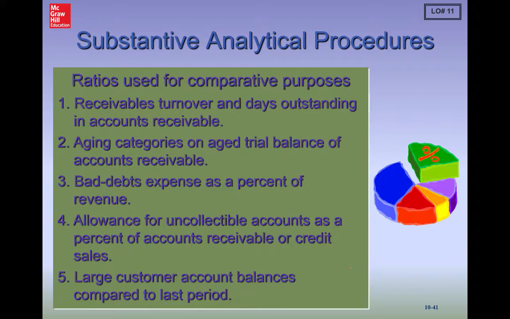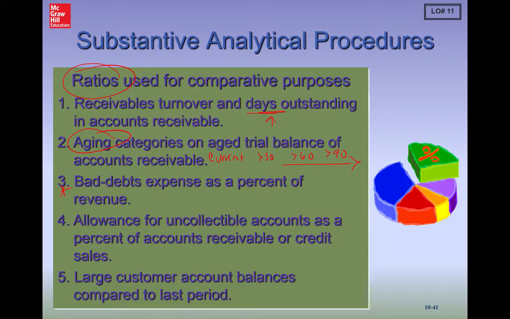Another great technique we use in our analytical procedures is ratios. So we have the receivables turnover ratio and the days outstanding in accounts receivable. Obviously, the greater the days, the less likely the collectability. We look at our AR aging, right? And when we look at the aging, we see categories like current, greater than 30 days, greater than 60 days, greater than 90 days. Obviously, the longer the amount of days, the less likely that it is collectible.